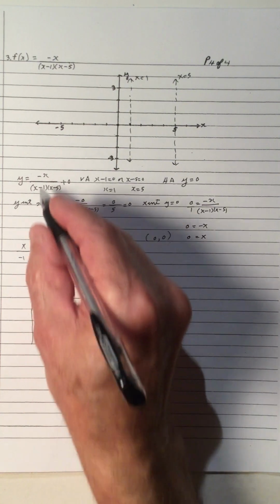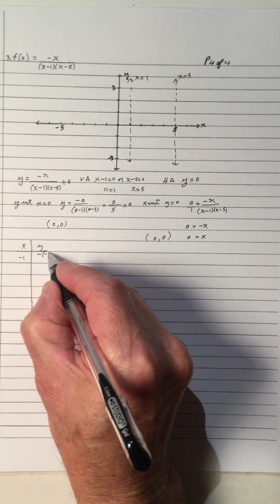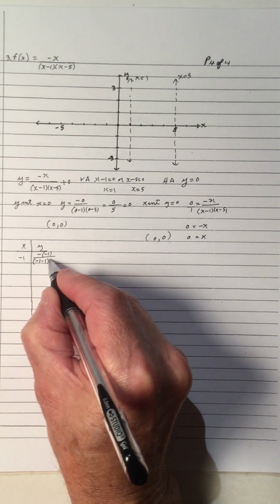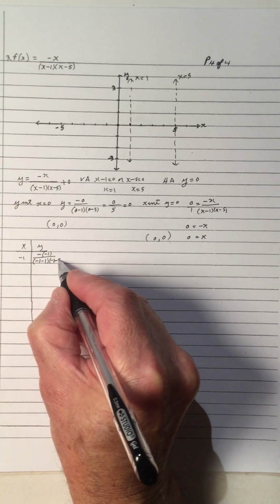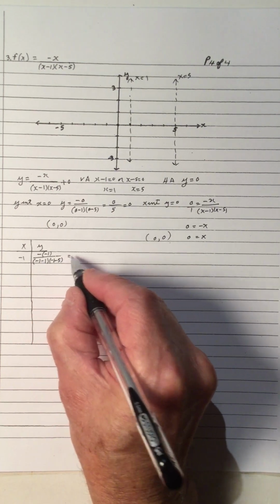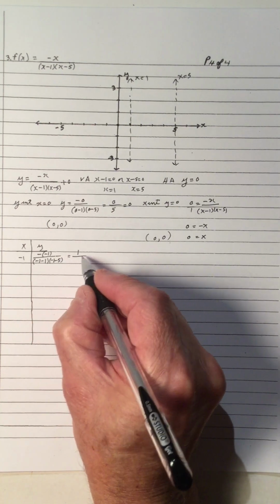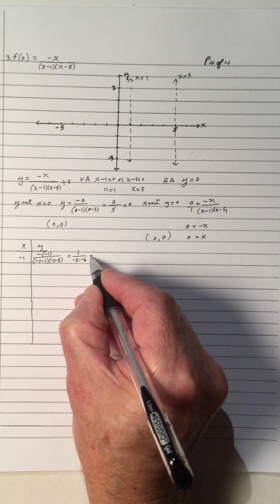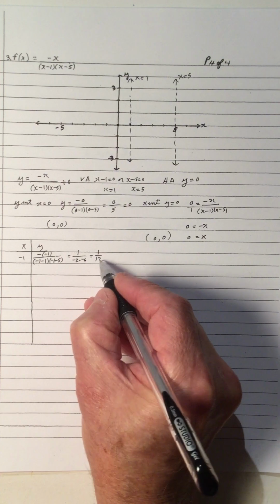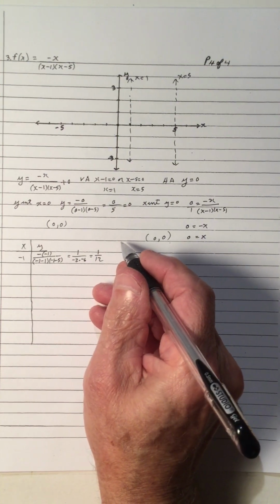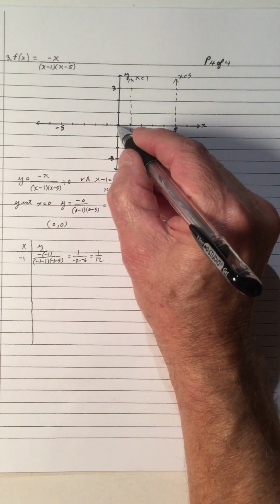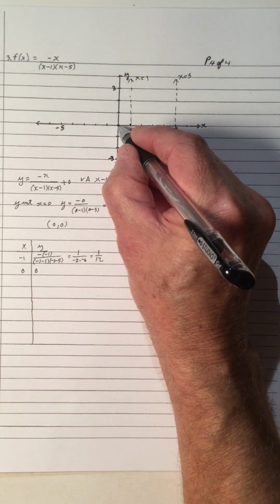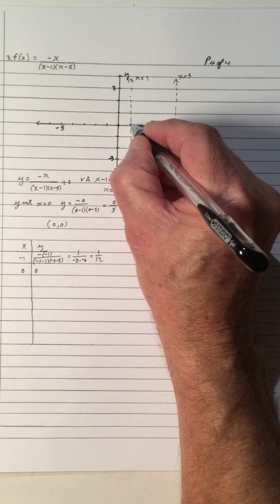Negative 1. So we have the negative of a negative 1, all over negative 1 minus 1, times negative 1 minus 5. And that gives us a positive 1, over negative 2 times negative 6. So that's 1/12. Okay, now we know what 0, 0 is. 0, 0 is going to go through here. So this 1 is an asymptote.